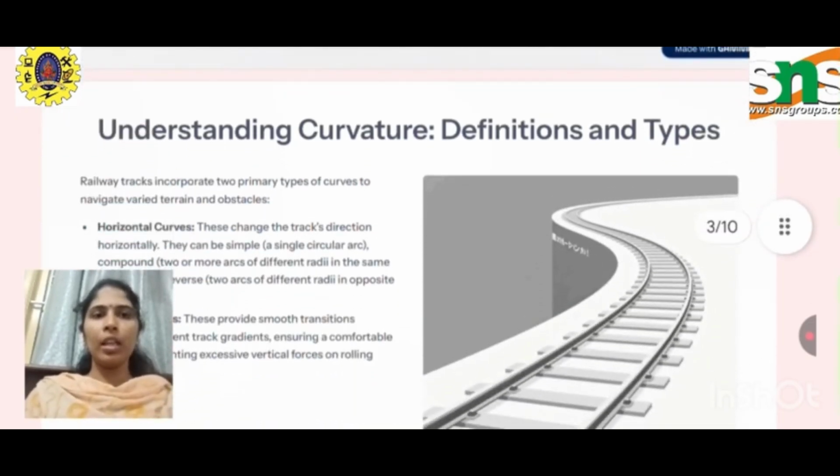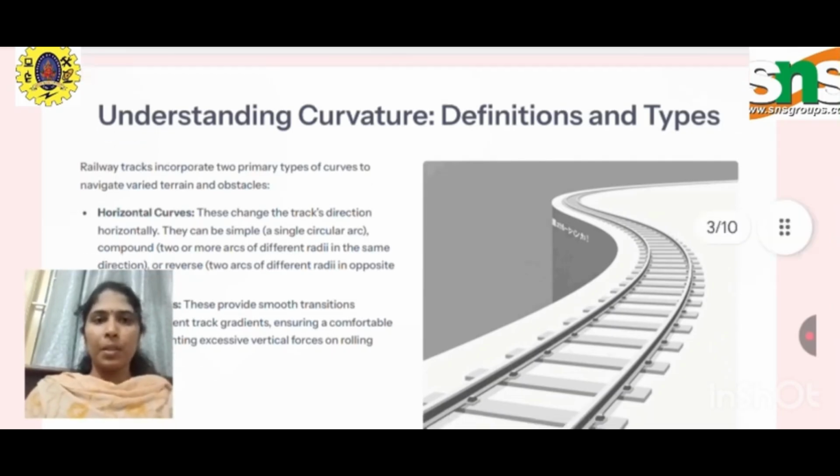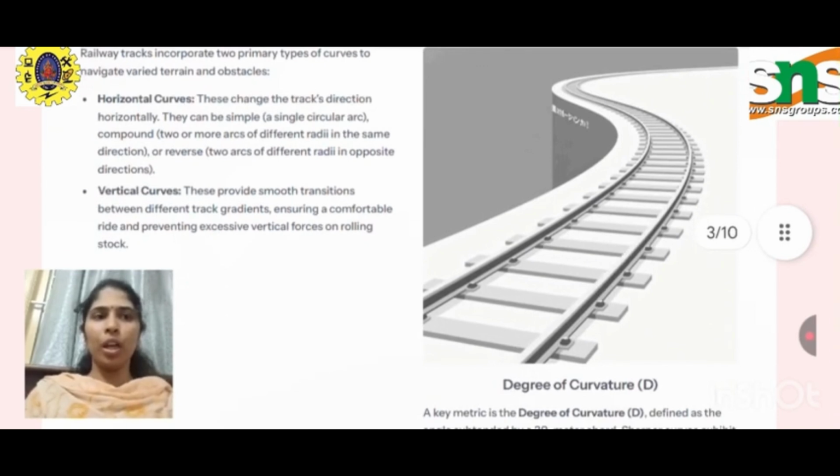Next is understanding curvature and types. Railway tracks incorporate two primary types of curves to navigate varied terrain and obstacles. First one is horizontal curves and second is vertical curves. Horizontal curves change the track direction horizontally. They can be simple, compound or reverse. Next is vertical curves. These provide smooth transition between different track gradients, ensuring a comfortable ride and preventing excessive vertical forces on rolling stock.